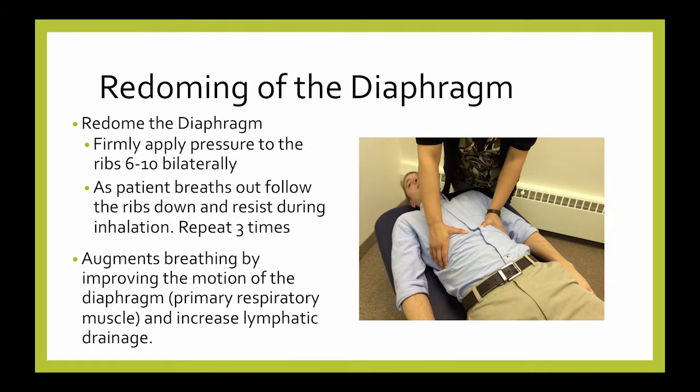Redoming of the diaphragm. When you redome the diaphragm, this helps to augment breathing. When you're augmenting this breathing, this is by improving the motion of the diaphragm. The diaphragm is a primary respiratory muscle, so you need to make sure that this is working properly. This particular technique also helps to increase lymphatic drainage as well.